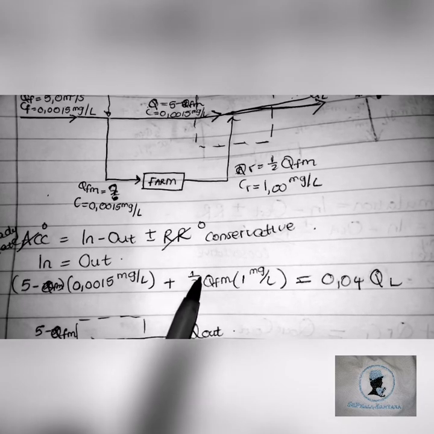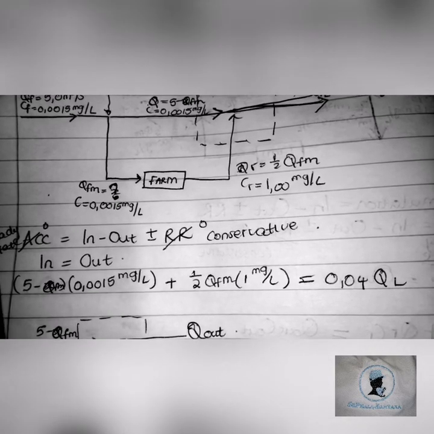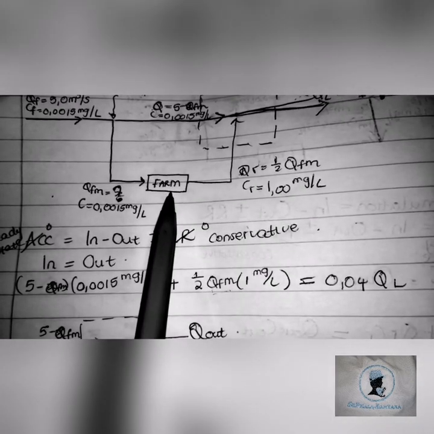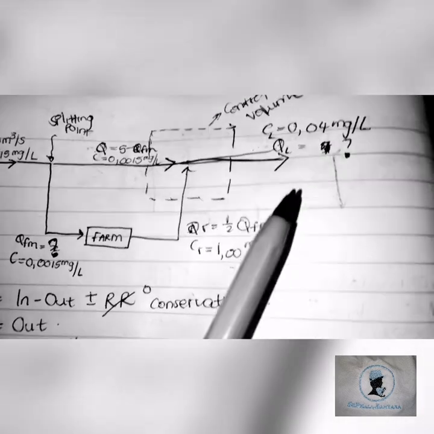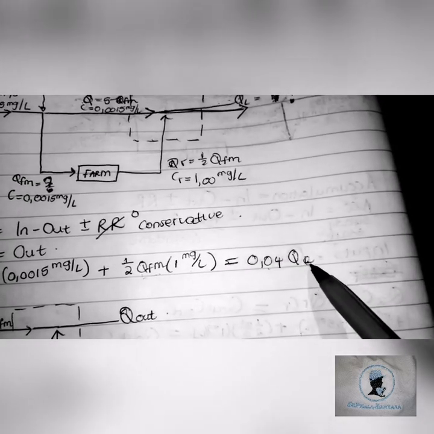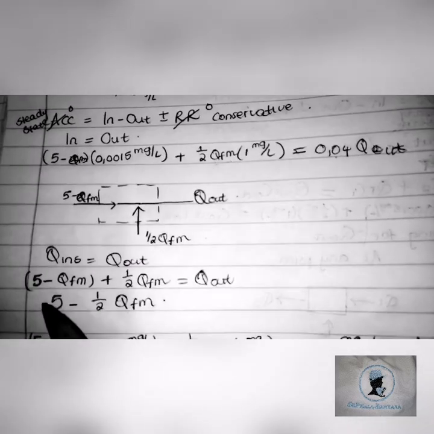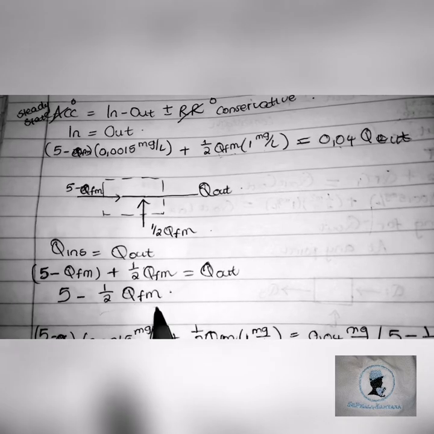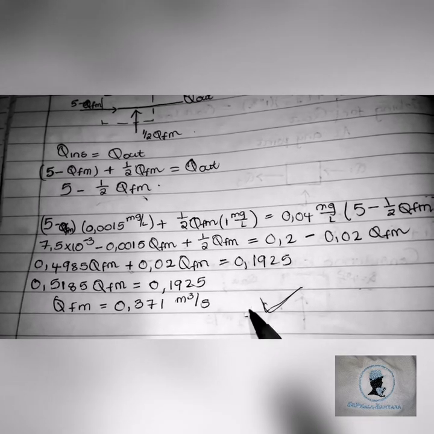So QFM is the flow rate that the farmer is going to be withdrawing, but we don't know it, so we denote it as 1 over 2 QFM, because half of it is going inside the soil. And then we go on to here, it equals the output. So the output is C out multiplied by Q out. Our C out is given to us as 0.04 multiplied by Q out. Q out is the flow rate of the material when it leaves the system. So Q out is going to be 1 over 2 QFM plus 5 minus QFM. And then we solve for QFM, and QFM will give us the flow rate that the farmer should withdraw from the river.